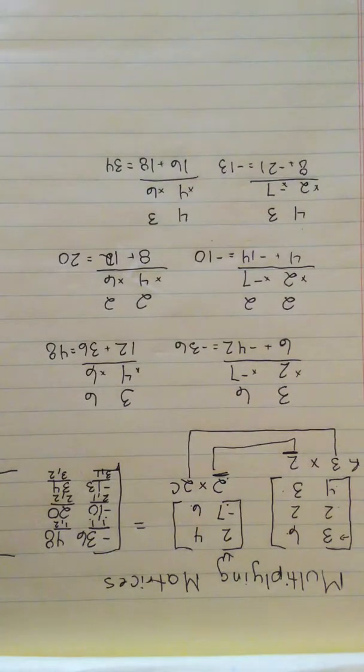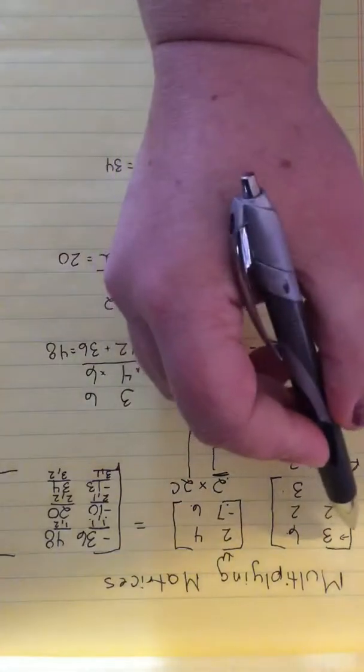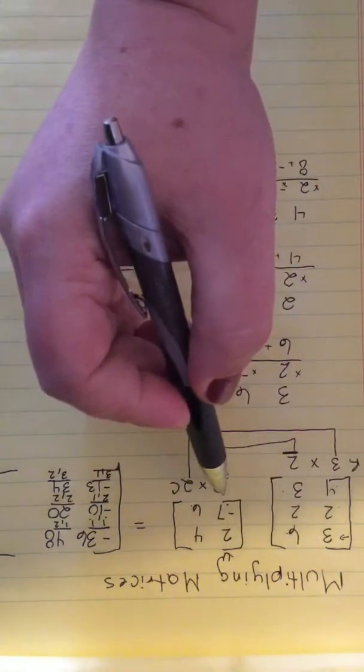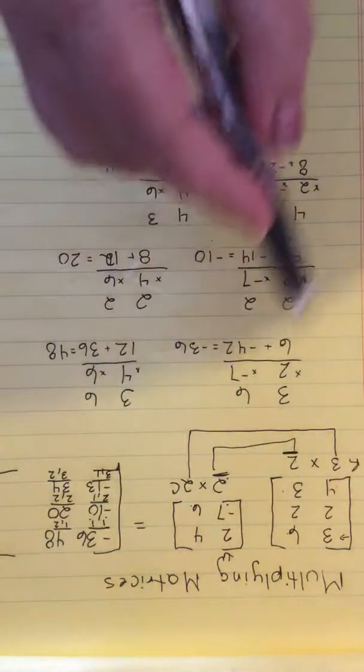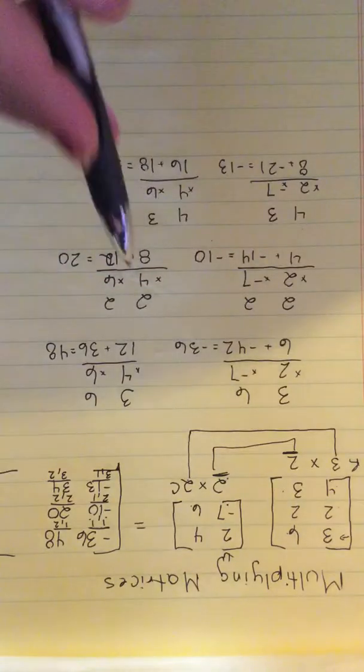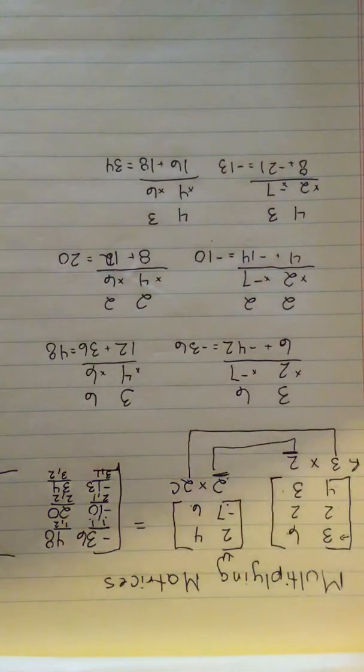Once you get faster at this and you realize that you're basically going across and down and adding your pairs together, you don't necessarily have to show all of this work. In the meantime, might as well go ahead, set it up, and do it that way.